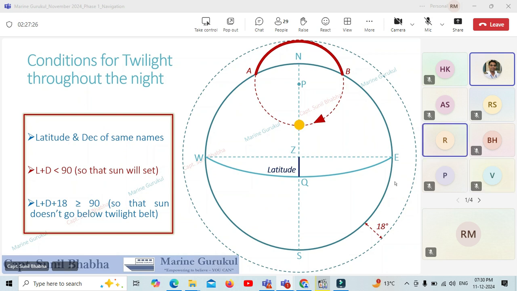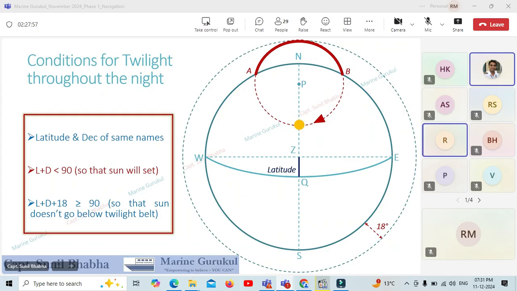Sir, can you show the second condition on the diagram, sir? I cannot visualize. Okay, beta. Beta, you remember the circumpolar criteria? Yes, sir. It should be of same name and latitude plus declination greater than 90 degrees. Very good. So no need to visualize, beta. If lat plus dec becomes greater than or equal to 90, the sun would become circumpolar. If it is circumpolar, there will be no night and there will be no twilight. As simple as that. Yes, sir.